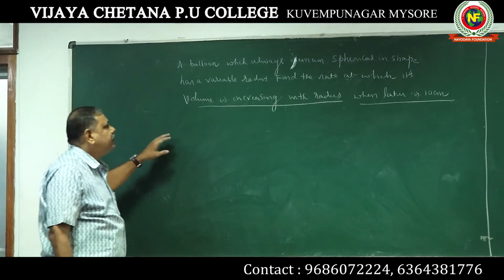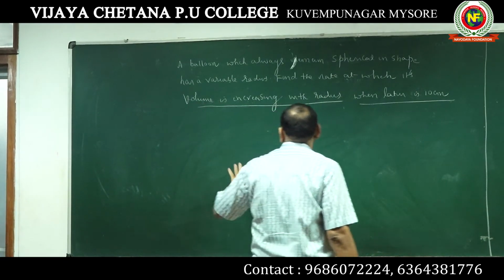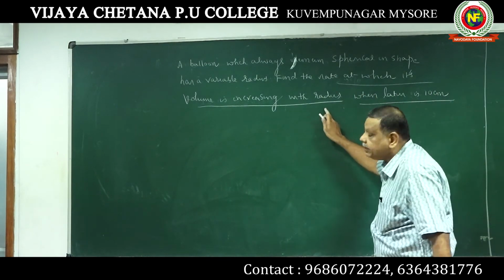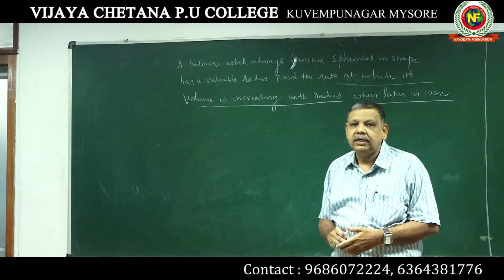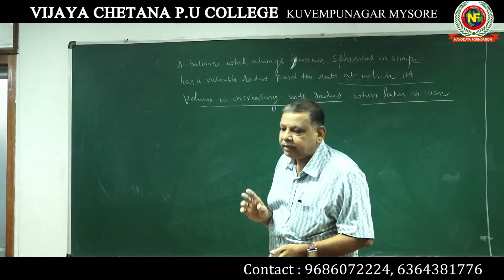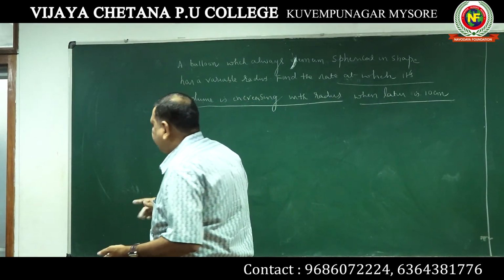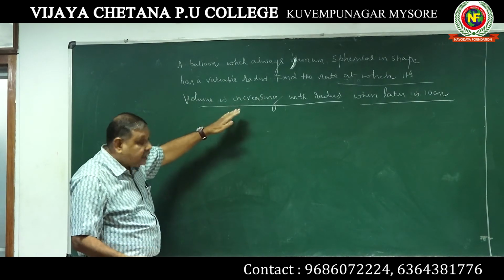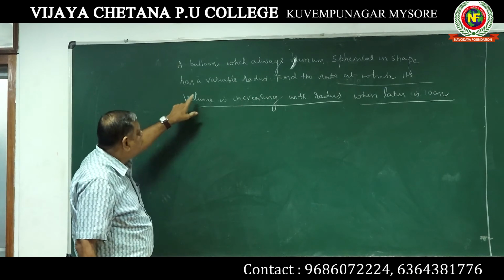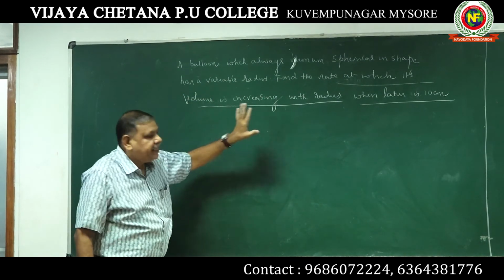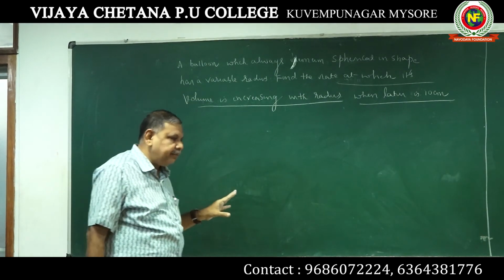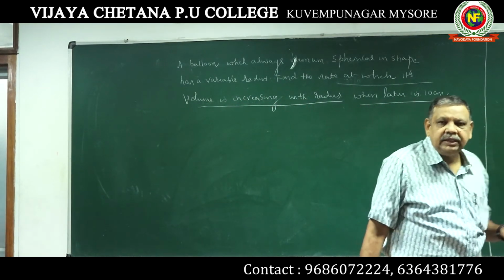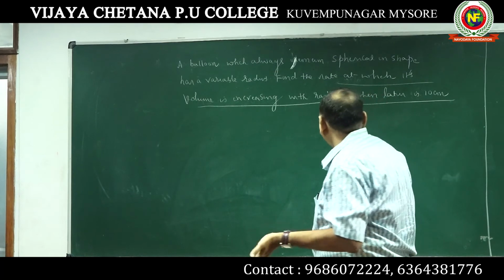So, a balloon which always remains spherical in shape has a variable radius. Find the rate at which the volume is increasing with respect to radius. We told you many times, volume is increasing with respect to time always, but here it is specified that the volume is increasing with radius. That means we have to find dV by dr. It is not dV by dt. It is dV by dr.